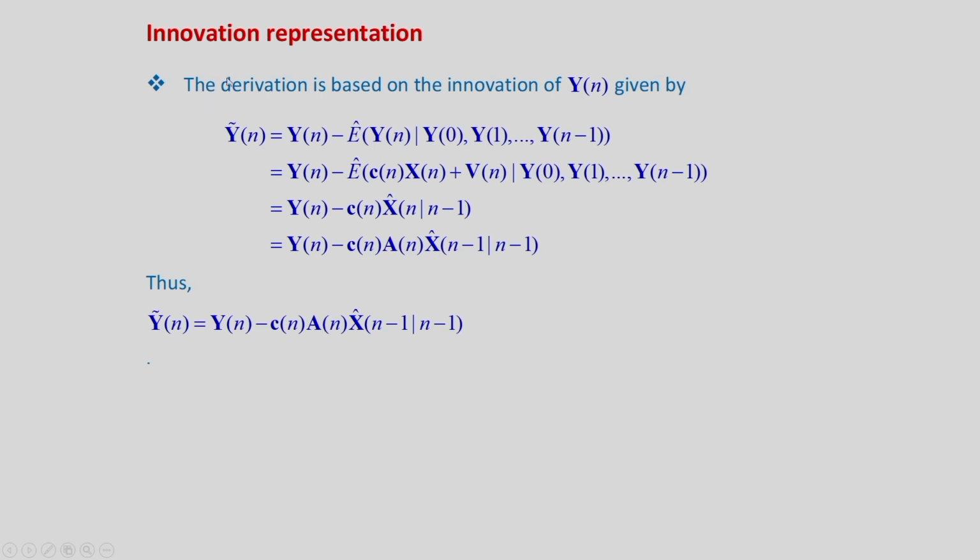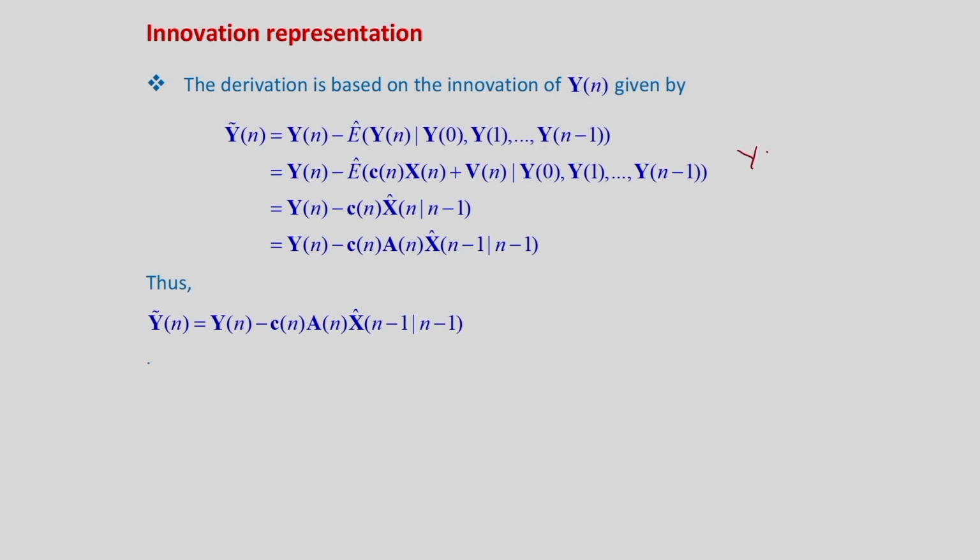Now, let us see the innovation representation for the vector case. We know the innovation representation for the scalar case. So, the derivation of the Kalman filter is based on the innovation of y n, which is given by this expression. y tilde n is equal to y n minus the linear estimator of y n given data up to n minus 1. So, E hat of y n given y 0, y 1 up to y n minus 1.